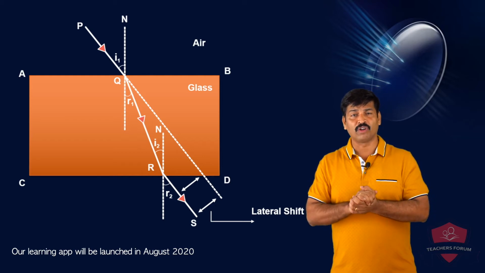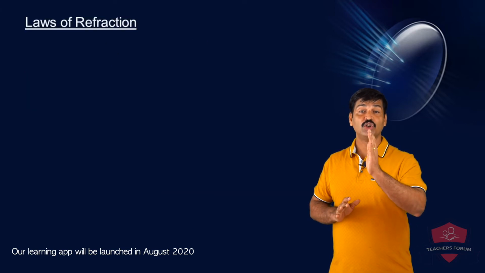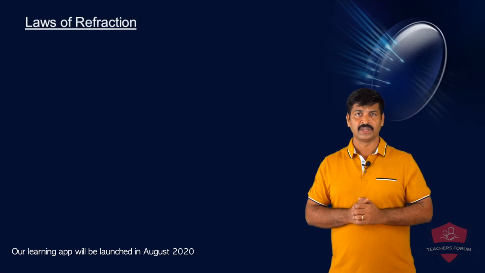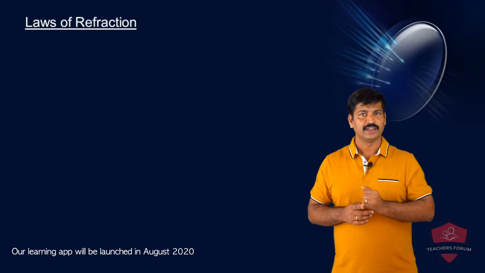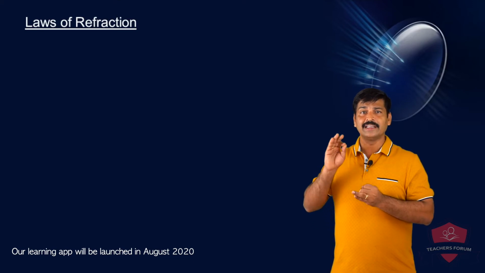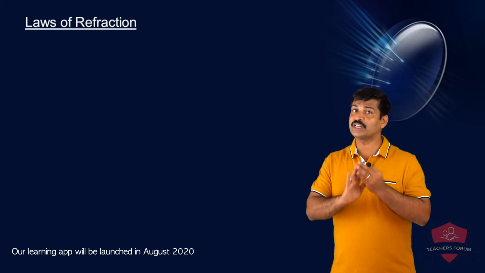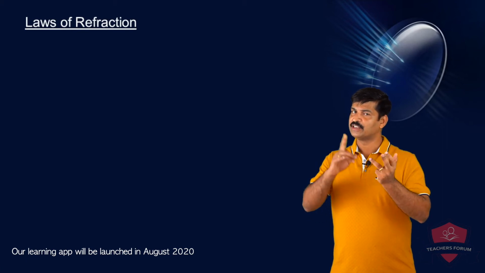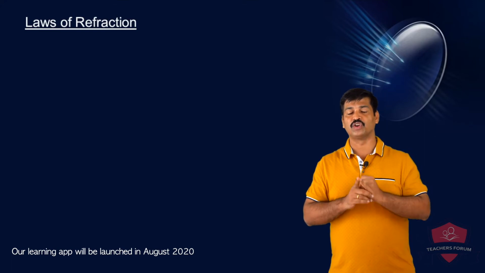All this refraction follows some rules. So those rules are known as laws of refraction. Let us see what the laws of refraction are. The first law states that the incident ray, the refracted ray, and the normal to the interface of two media at the point of incidence, those three lie in the same plane. Incident ray, refracted ray and the normal, they all lie in the same plane. That is the first law.